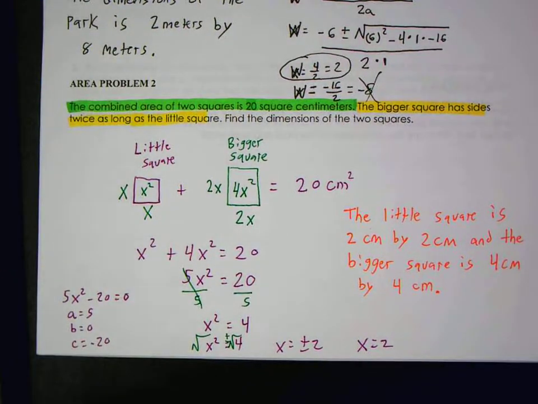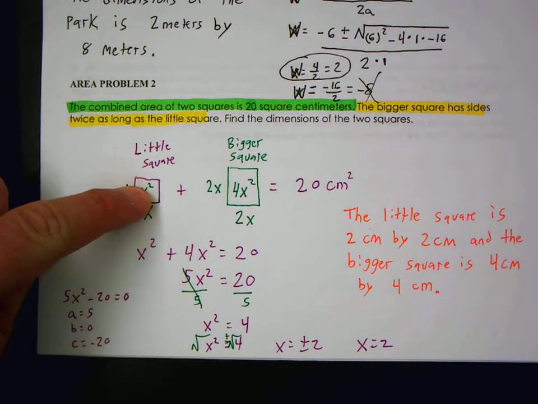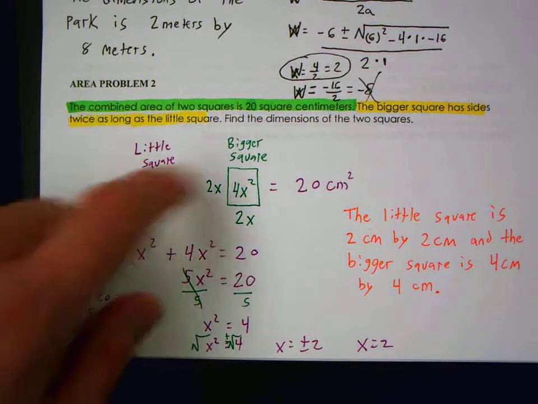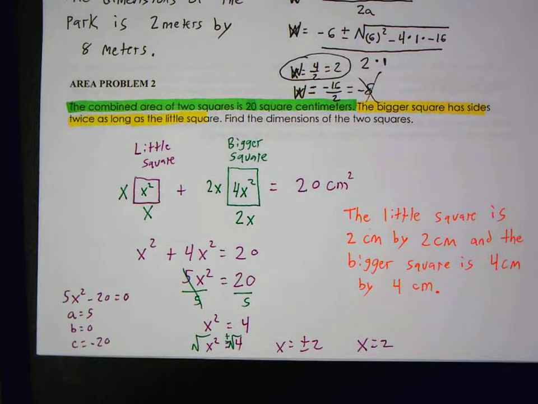Checking my work. 2 times 2 is 4. And 4 times 4 is 16. 4 plus 16 is 20. It does work. Any questions? I would highly encourage that when you do these that you draw pictures. Pictures help.